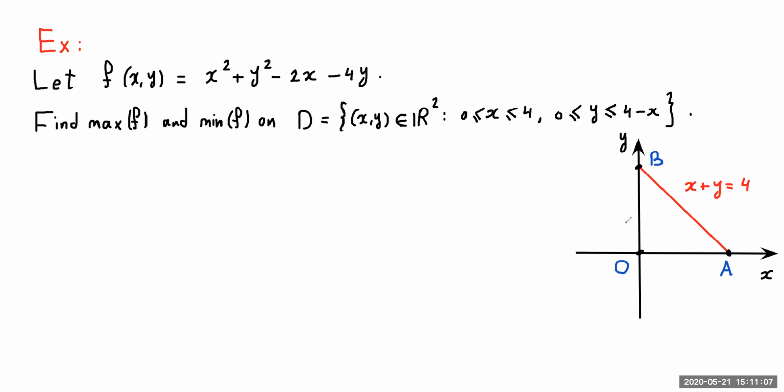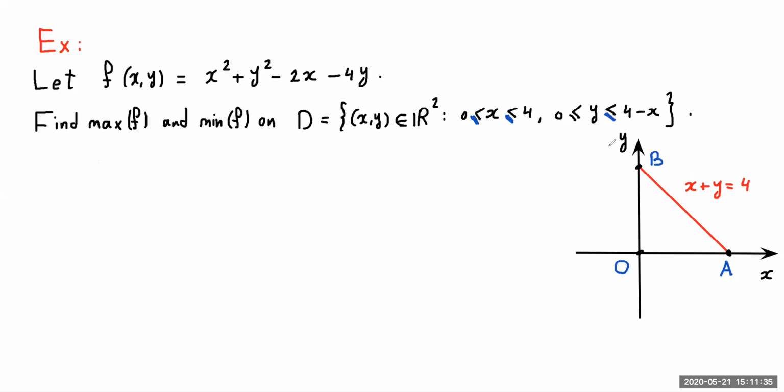Why are the sides included? Because I have equal to 0 here, so OA is included. Because I have equal to 4, because I have here y equal to 4 - x, the red line here is included, the line AB. So now let's find at first.